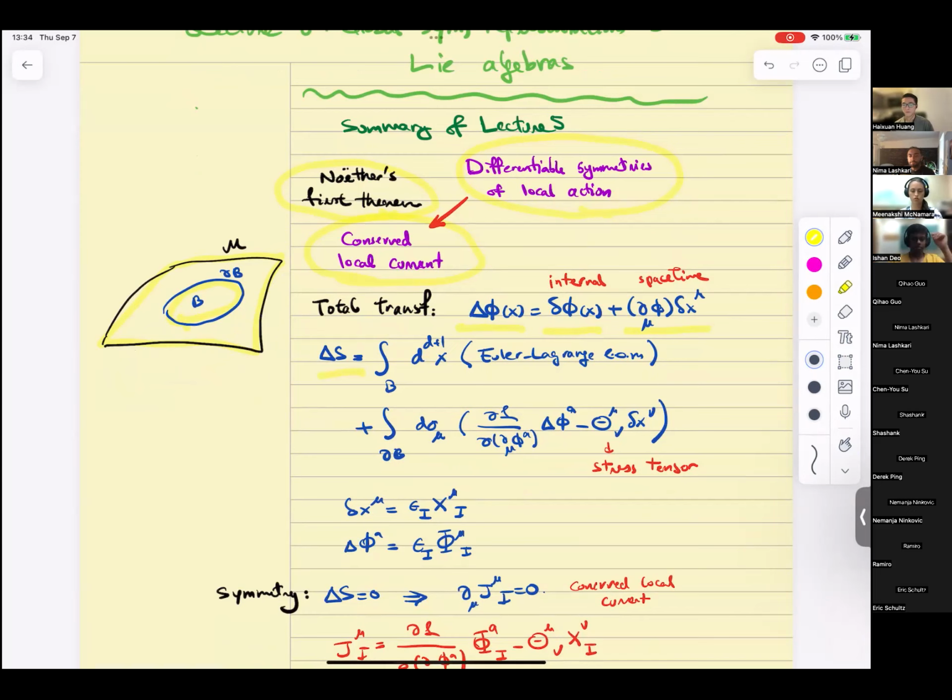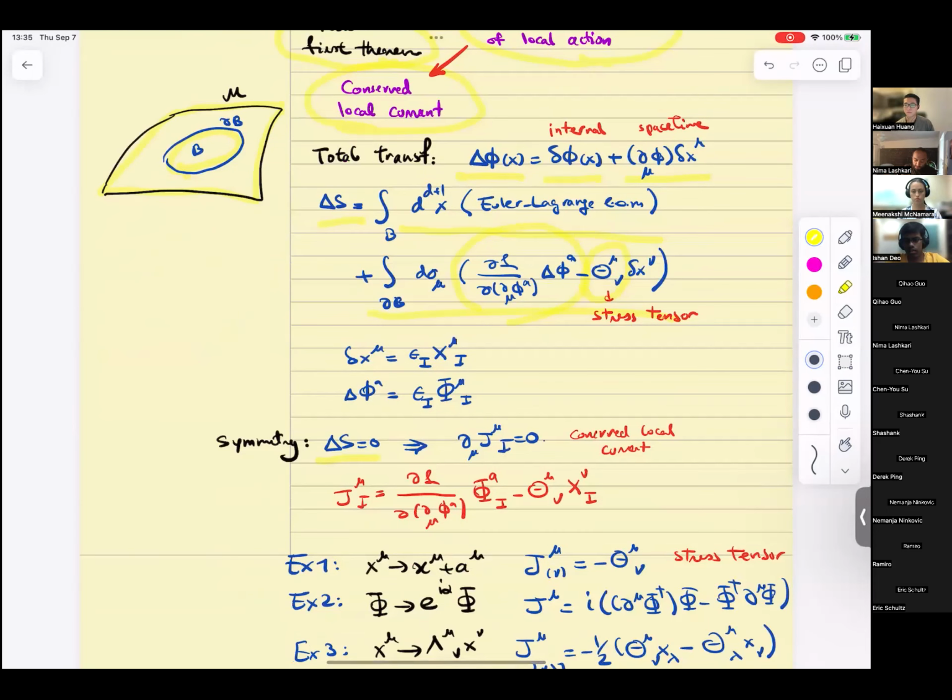So we look at the total variation of the action. We rewrote that as an integral over a bulk term. The bulk term became exactly the Euler-Lagrange equations that vanish because we're looking at solutions to the classical equations of motion, and a boundary term. Now we gave these boundary terms names. So this term, which we wrote down explicitly what it is, we called it the stress tensor, right? And then there is this extra term.